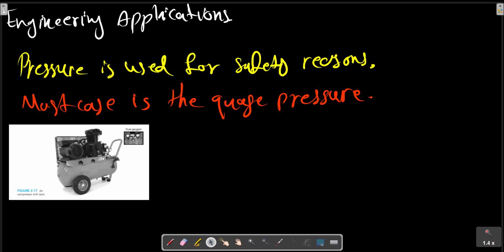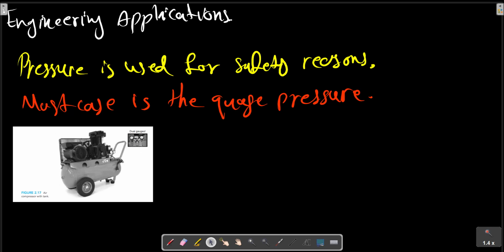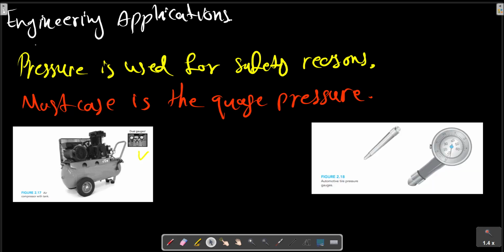As a portable unit, it is used to drive air tools such as nailers. A pressure gauge activates a switch to start the compressor when the pressure drops below a preset value, and it will discharge the compressor when a preset high value is reached. The pressure gauge is shown in this picture as an example.